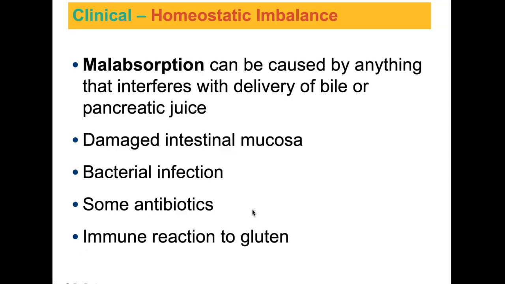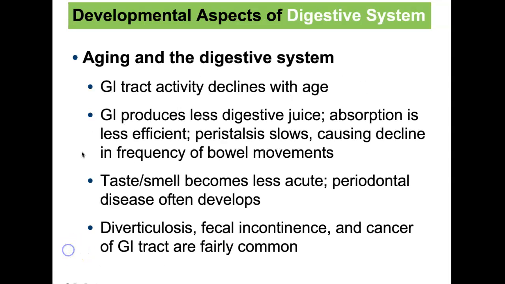Or maybe you're having some sort of immune reaction. It could be to gluten, it could be to specific types of food. Imagine if you have an immune reaction, you have inflammation, you have an overproduction of mucus, or you have a lot of white blood cells flooding an area, you're not going to be able to absorb food as well at that area. And of course, we have to end on a sad note and talk about aging.